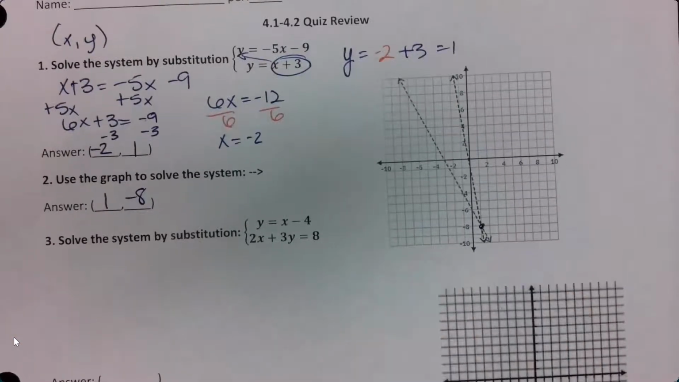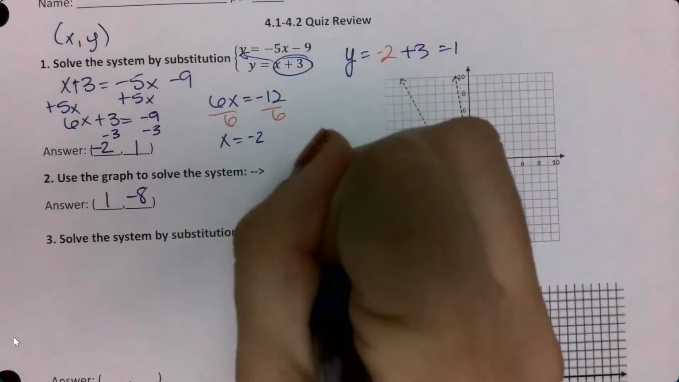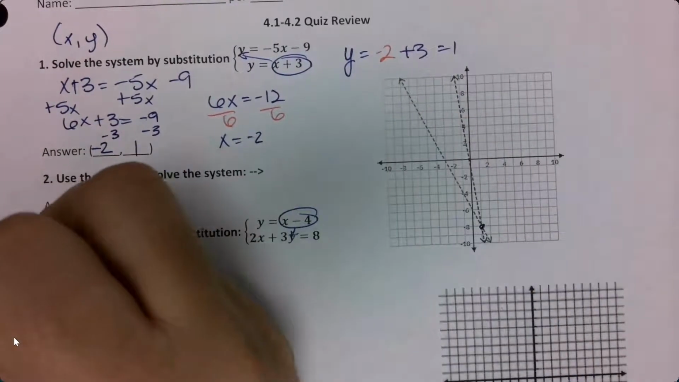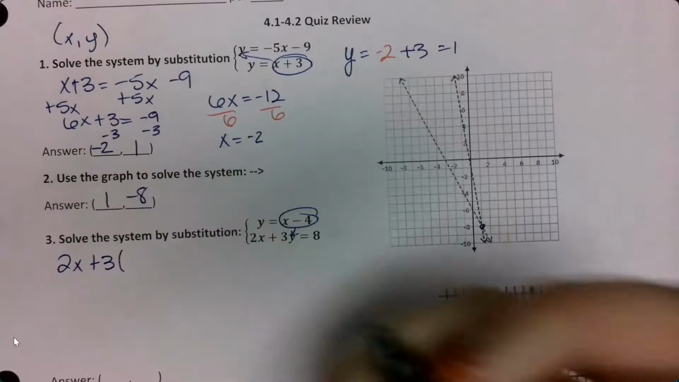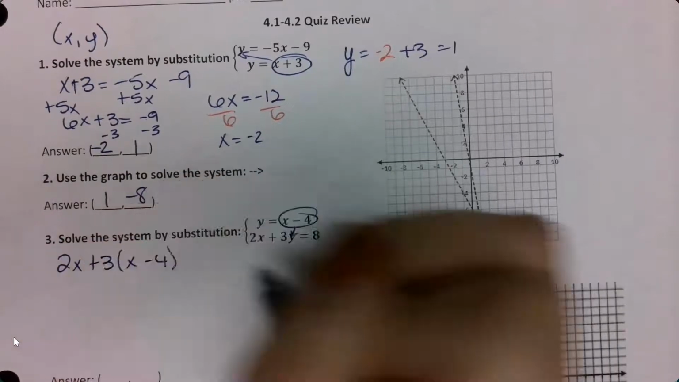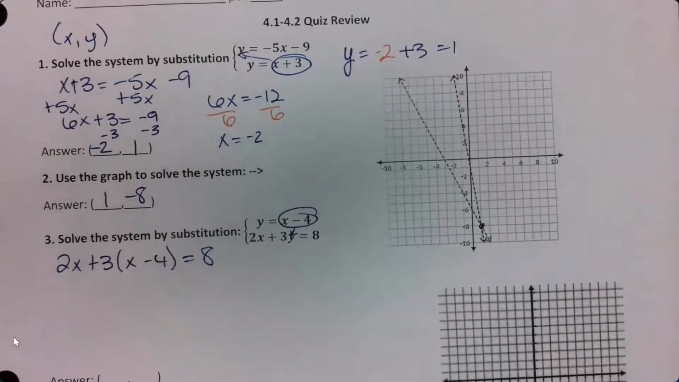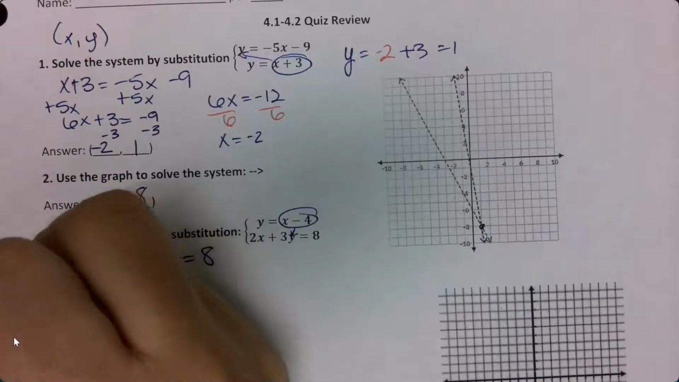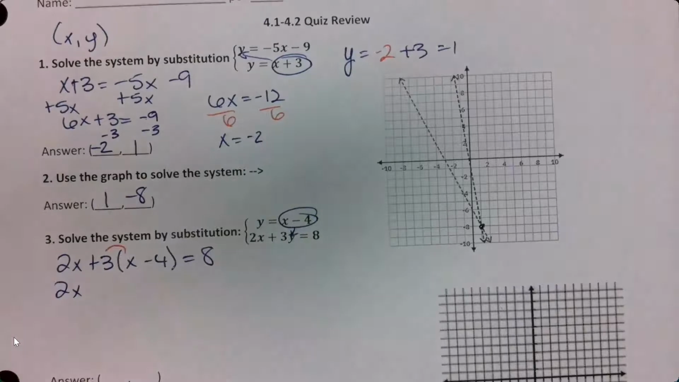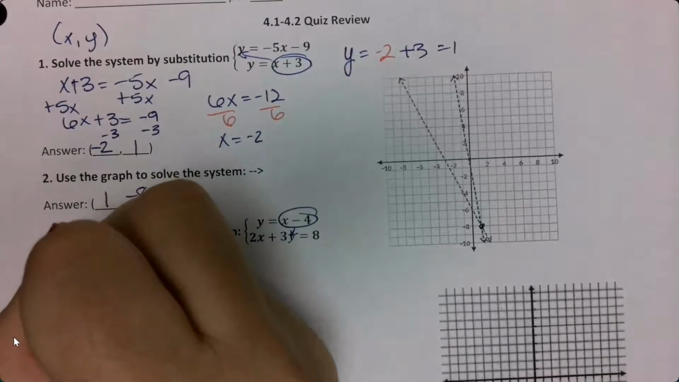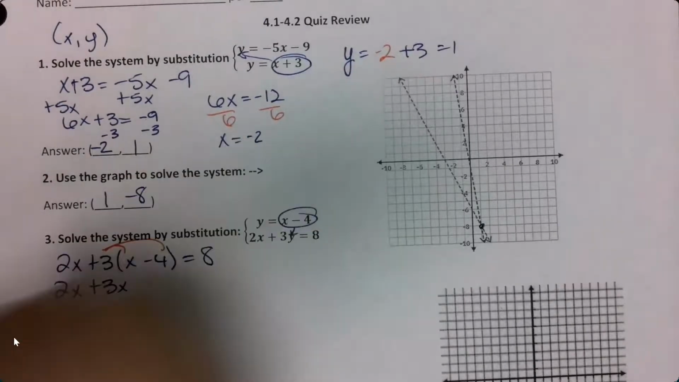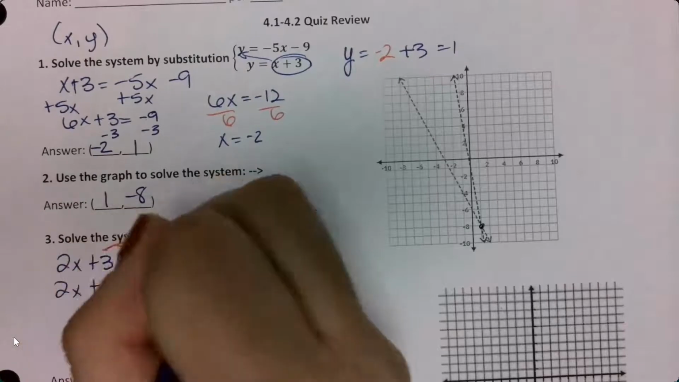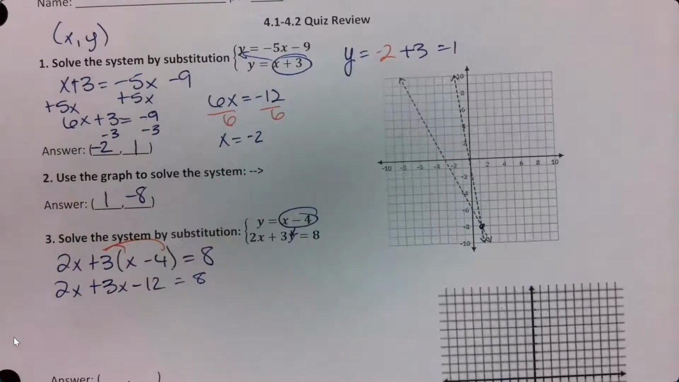3 wants me to again solve by substitution. So I'm going to plug this in for the y value here. So I have 2x plus 3 times x minus 4 equals 8. Then I want to go ahead and distribute that 3. So that gives me 3x. And then 3 times negative 4 gives me negative 12. Still equals 8. I'm going to combine like terms.